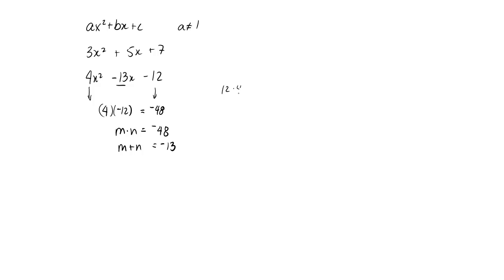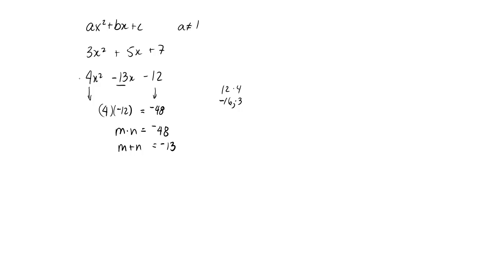So what numbers do that? 12 times 4, no. 16 times 3? Yes, okay. So it's something like 16 times 3. One of these has to be negative because it has to multiply to negative 48. And when we add them, we get negative 13. So that tells me that it has to be negative 16 and 3.